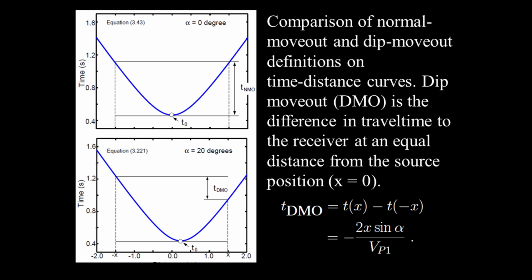There is an interesting concept in seismic data processing related to using the displacement of the hyperbolic form of a travel time curve when dealing with a dipping interface. This concept is called dip moveout, or DMO. It is the difference in travel time to receivers at equal distances from the source position in a split spread geometry.